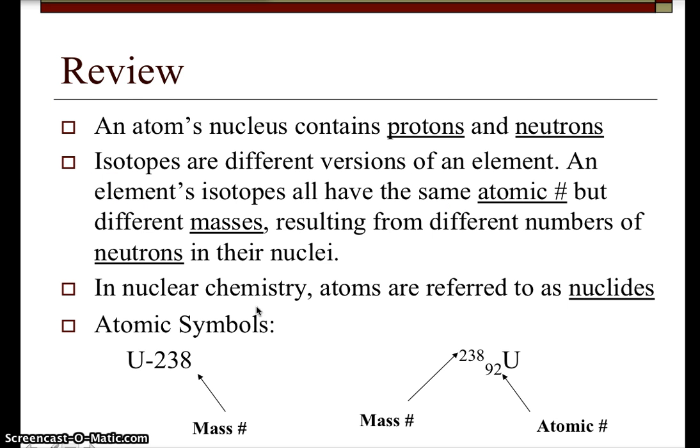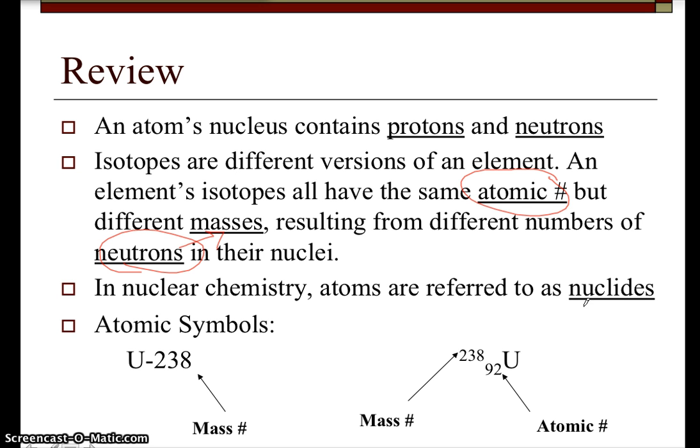First, to start off, just a bit of review for the notation that you're going to see. We know that the nucleus of an atom contains protons and neutrons. We know that isotopes are different versions of that element. And in order to be an isotope, the atomic number can't change, because changing the protons would give you a new element. But the number of neutrons can change, and changing the neutrons is what's going to give you different masses.